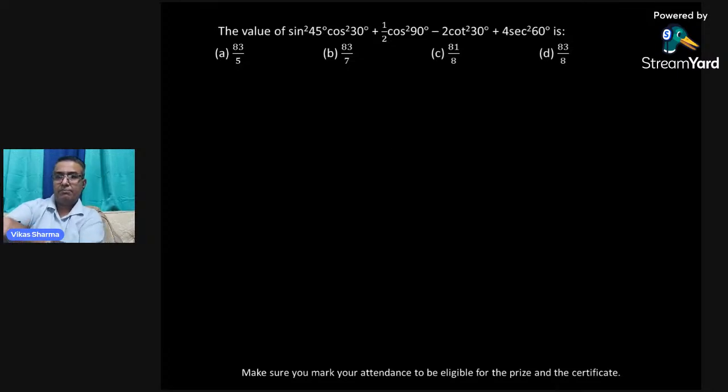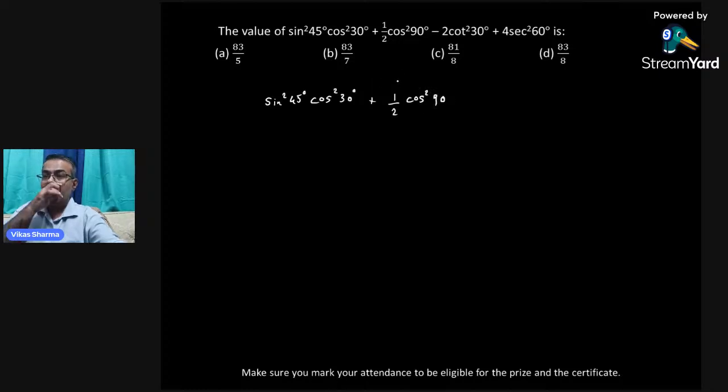Come on. Meanwhile, I'll write the expression as it is. It's sine square 45 degrees, cos square 30 degrees, plus half cos square 90 degrees, minus 2 cot square 30 degrees, plus 4 secant square 60 degrees.